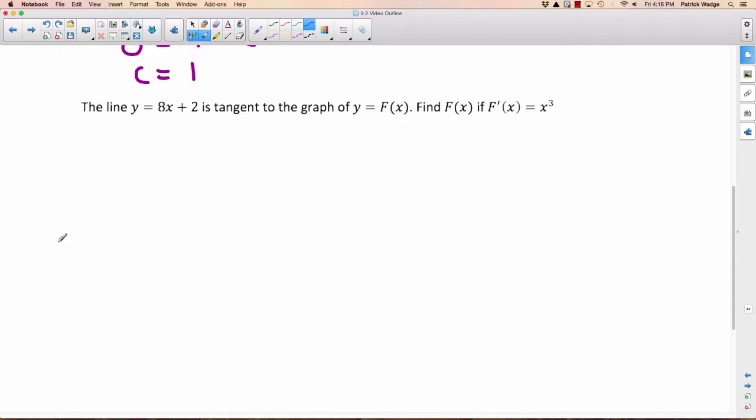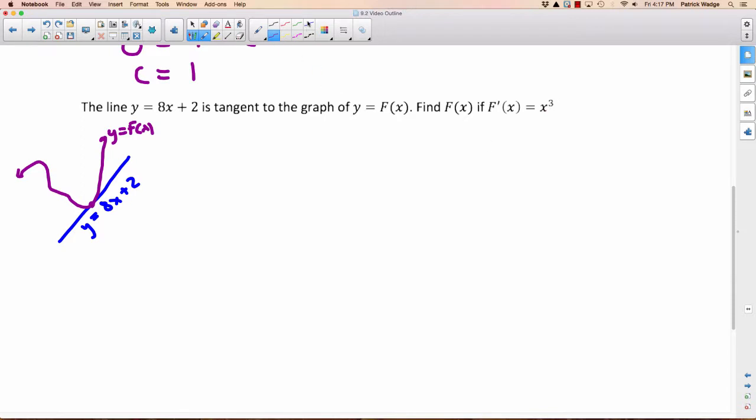There's a positive slope, so I'm just going to draw it like this. y equals 8x plus 2. And then we have some function. I have no idea what it looks like, but I'll just draw it like this or something. And it's tangent at this point right here. So this is y equals f of x. So what we want to do is find out what this function is if f prime of x equals x cubed.